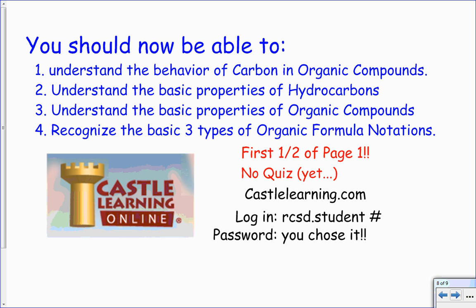What else we got here? So at this point, I'm not expecting you to be an organic chemistry whiz. I should expect that you have a basic understanding of what carbon is, how it can do chains, rings, and more complex structures in organic compounds. Understand that hydrocarbons have some pretty simple basic structures and properties. Organic compounds are also a whole class of this thing. And recognize the 3 types of organic formula notations: structural, molecular, and condensed formulas.